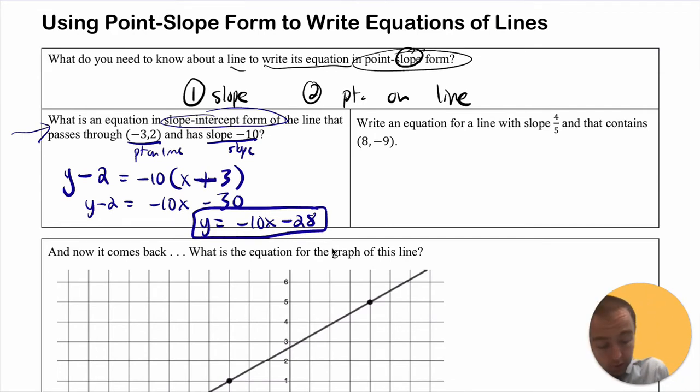Whereas right next door it just says write an equation for a line, and it doesn't specify, like say, hey, get it in slope-intercept form or point-slope. It just says write an equation.